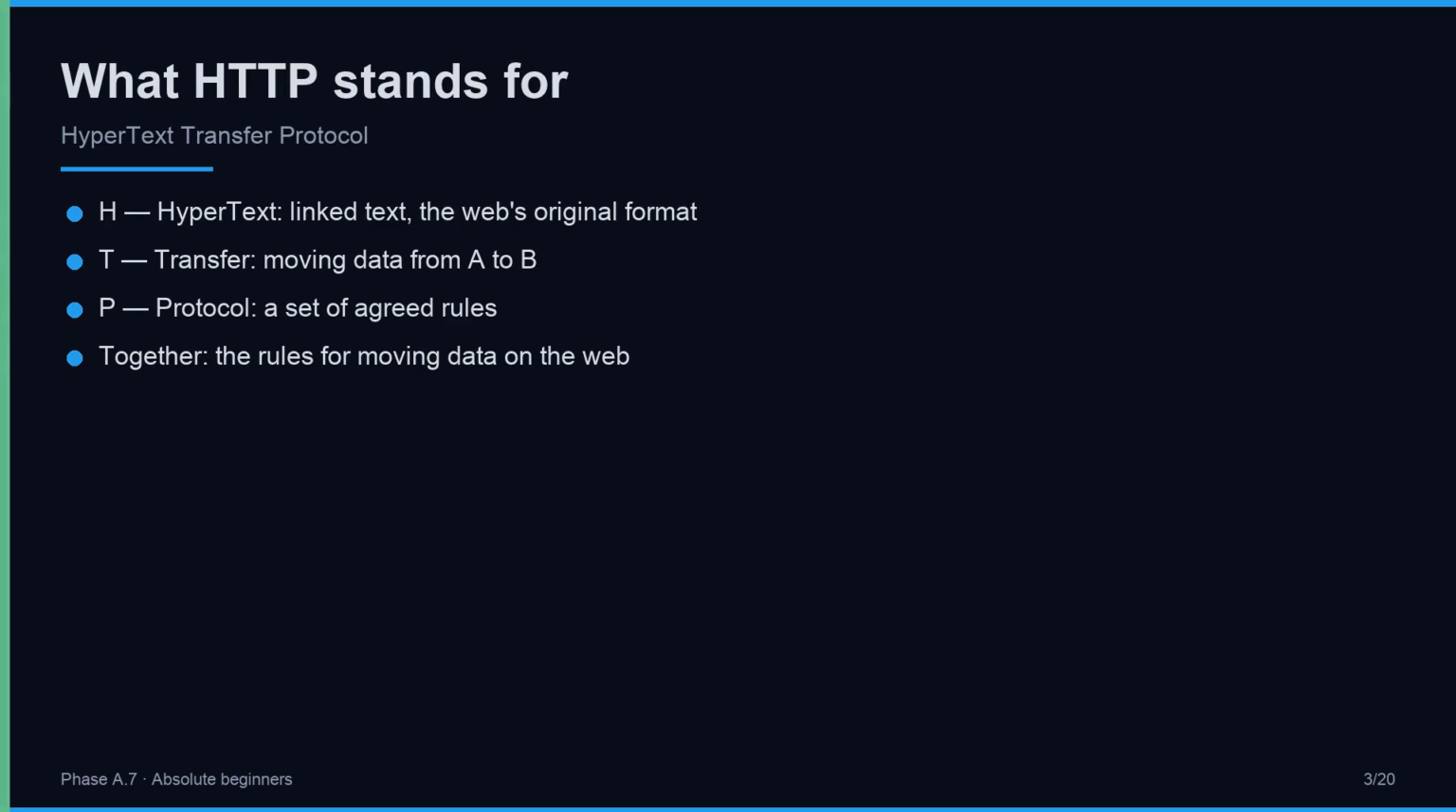Hypertext means linked text, the kind of document the web was originally built for, where one page links to another. Transfer means moving something from one place to another, here, moving data from server to client. Protocol means a set of agreed rules, like a diplomatic protocol that says who speaks first and how to address each other. Put it together, HTTP is the set of rules for moving data between a client and a server. That is all the name means. The rules themselves are simple.